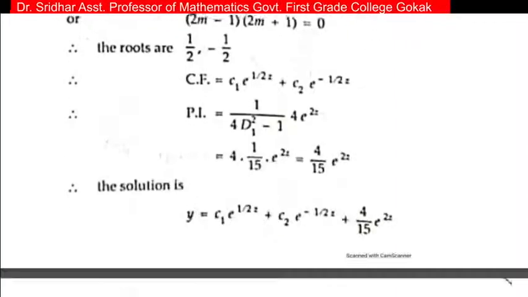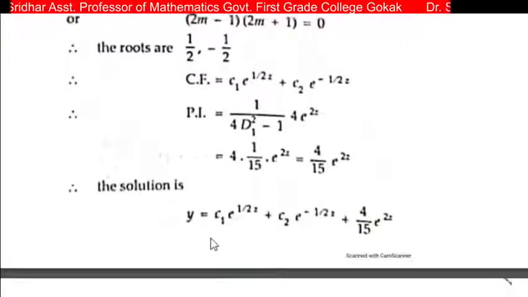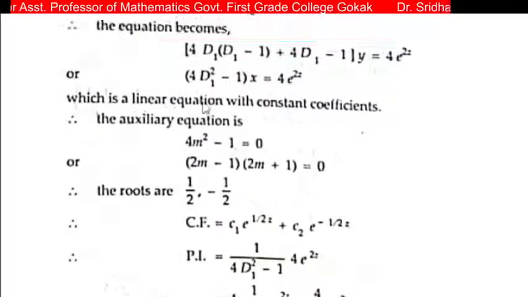When we have found this particular integral, then write the solution. The total solution is equal to the general solution plus the particular integral. So this is the solution of the differential equation.